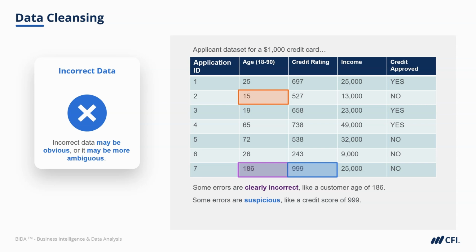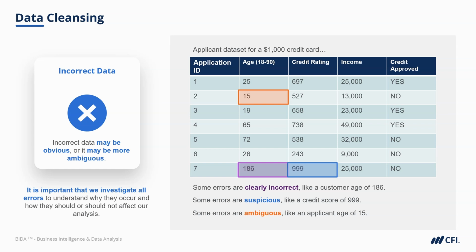So with this example, we see that some errors can be ambiguous. What's important in each of these scenarios is that we investigate the errors to understand why they occur and how they should or should not affect our analysis. Only by working with colleagues and understanding where our data comes from can we start to understand this.